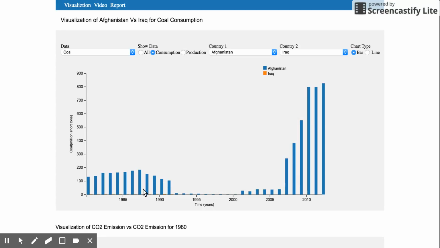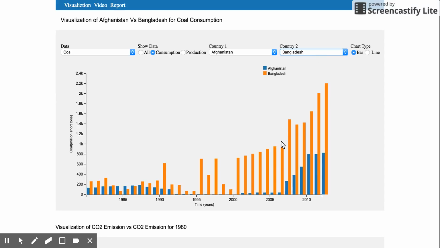Okay, so Iraq is consuming less than Afghanistan. Let us choose another country, let's say Bangladesh. Okay, now we see some pattern. Afghanistan is consuming less, and Bangladesh's economy is growing, and you can see a lot of coal consumption.